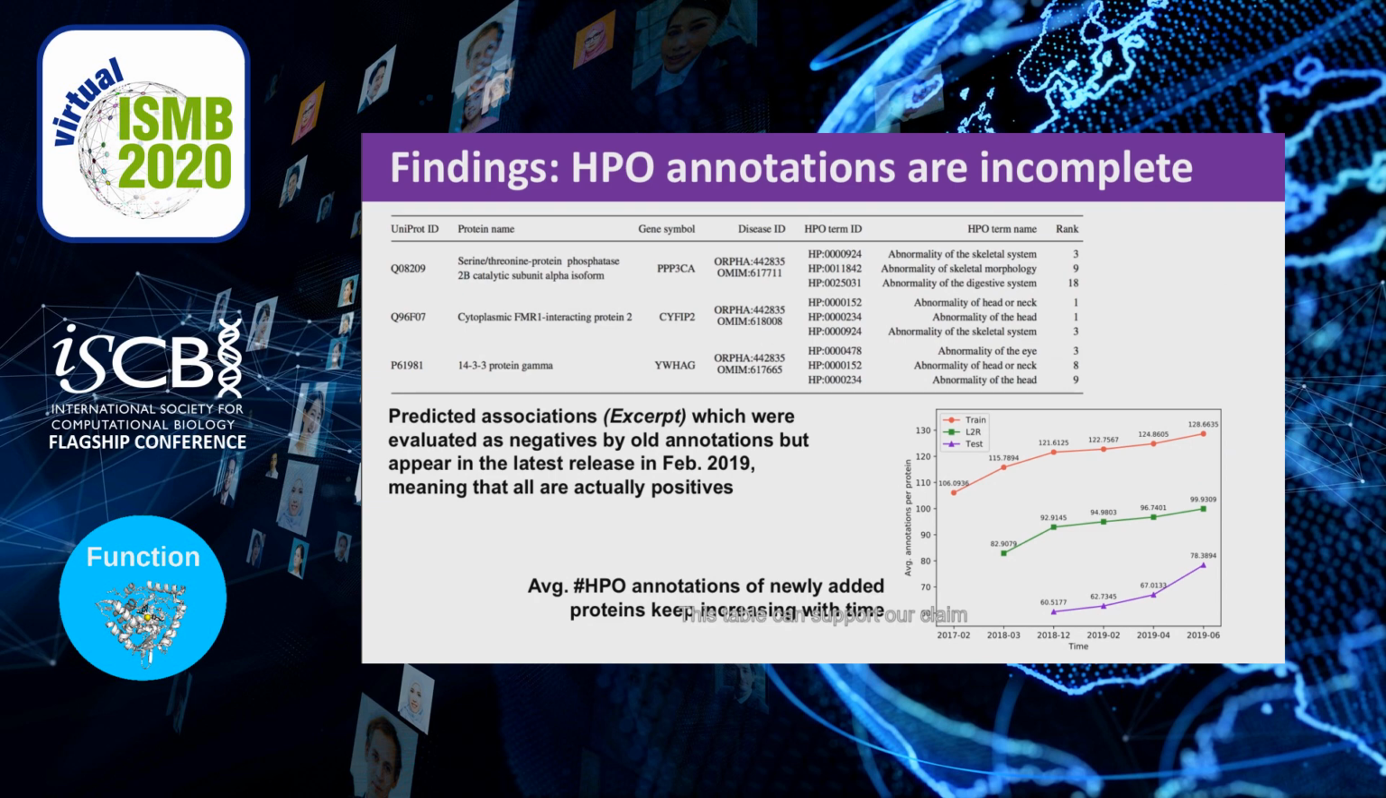This table can support our claim. Many high-ranked predictions are wrongly regarded as false but are actually positive. As time goes by, the number of HPO annotations of proteins continues to increase, so the incompleteness does matter.